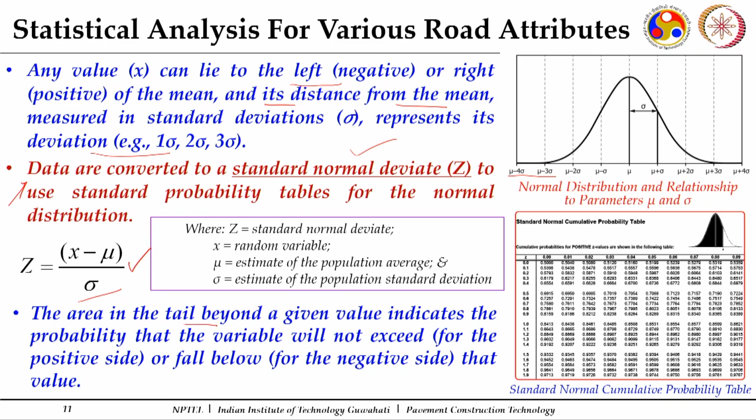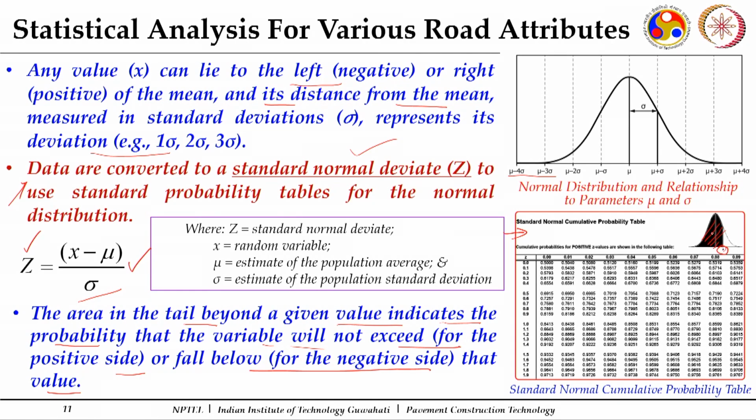So, the area in the tail beyond a value indicates the probability that the variable will not exceed it on the positive side, or fall below it on the negative side. Once you have these standard normal deviates, we will make use of the standard probability tables for normal distribution curves, and from this we can work out, for a value of z, what is the area in this region.